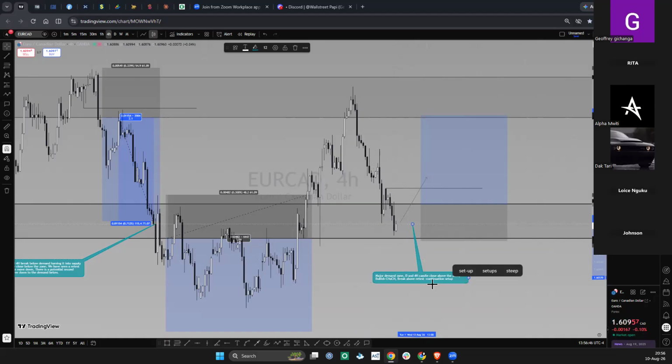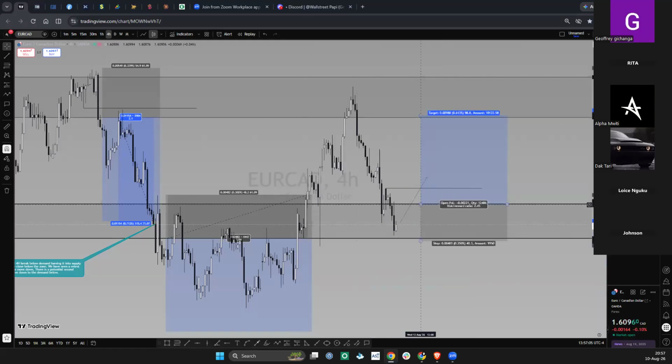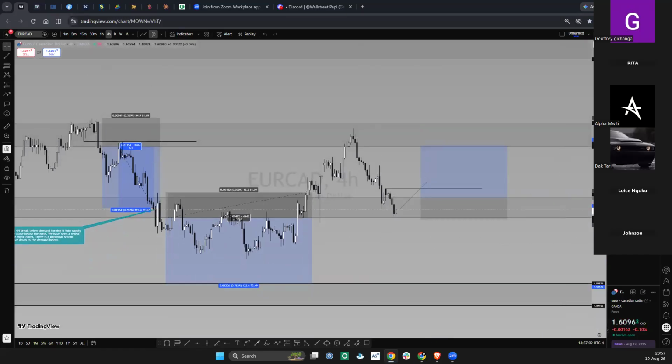That is, we have to have daily and 4-hour candle close below the zone. Then what type of setup? It will be a break below the supply, then a retest, then a continuation setup. So that's my bias. So let's wait and see how this plays out. We have those two scenarios, but that's how I analyze my market and take my buys or sells.